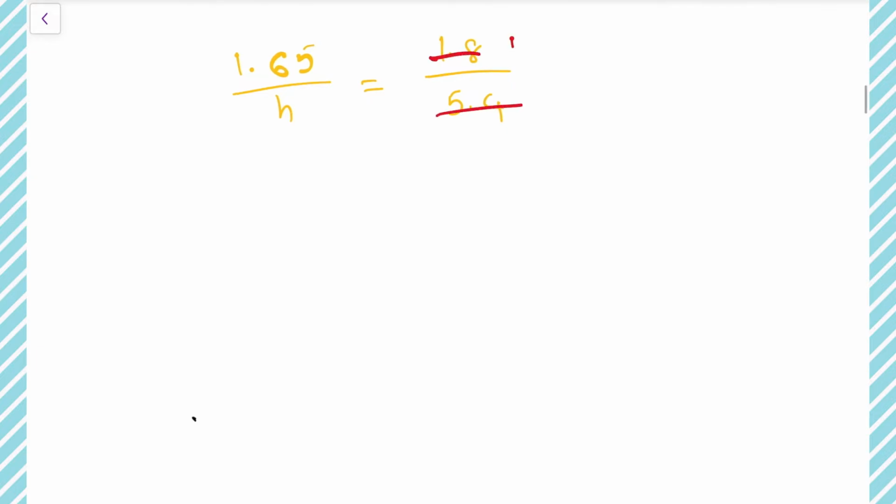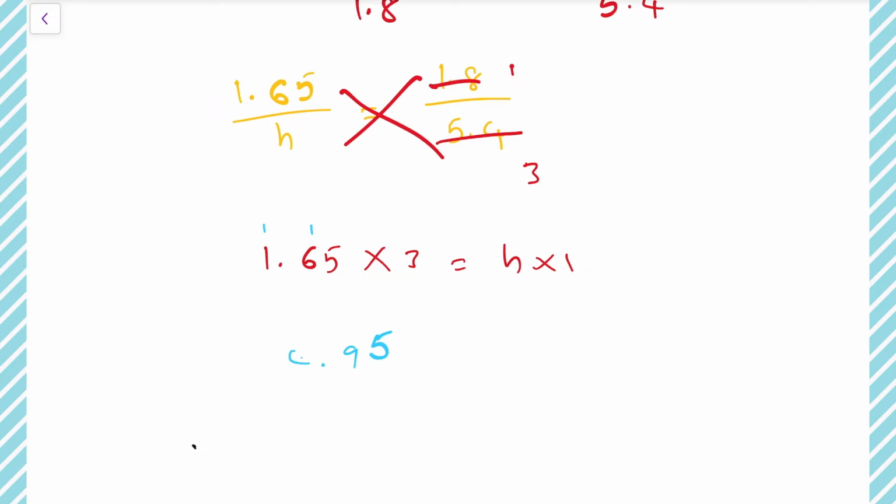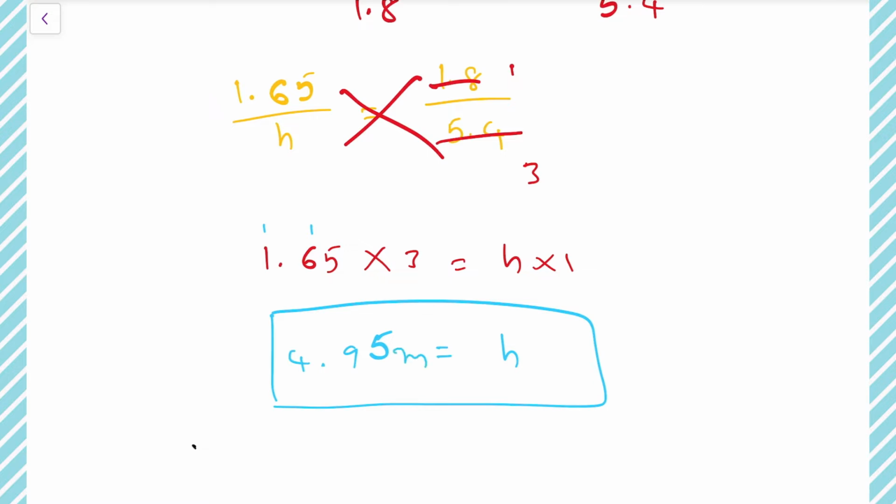1.8 once is 1.8, 1.8 three times is 5.4. If you do cross multiplication, 1.65 into 3 equals h into 1. H into 1 is simply h. So now what is the value of 1.65 into 3? 3 fives are 15, write 5, 1 carry, 3 sixes are 18, plus 1 is 19, write 9, 1 carry, 3 ones are 3, plus 1 is 4. So 4.95, that equals h. So the height of that lamp post is 4.95 meters.